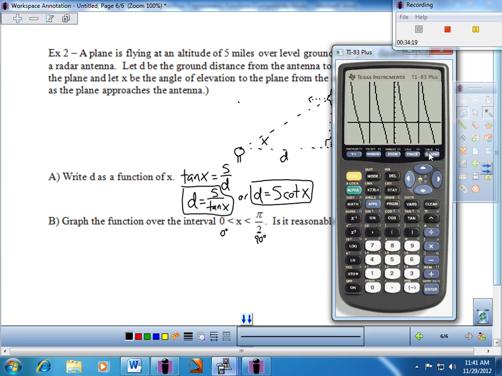And we just wanted it from 0 to pi over 2. If I wanted to change my window, I definitely would to see it in a little more detail. But basically here you see it as x is small. So if I have a small angle, it looks like the ground distance is pretty large. And that makes sense. The airplane's very far away. As x increases, the ground distance decreases, of course. So the ground distance is getting smaller and smaller and smaller. Everybody, what happens at exactly pi over 2 or at 90 degrees? What's the ground distance? 0.